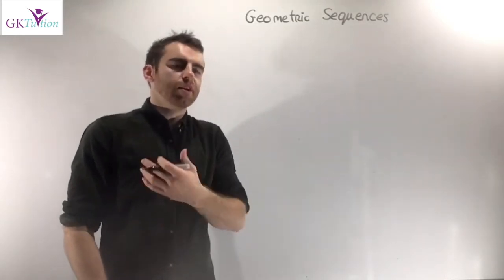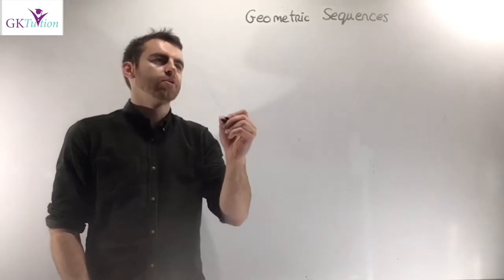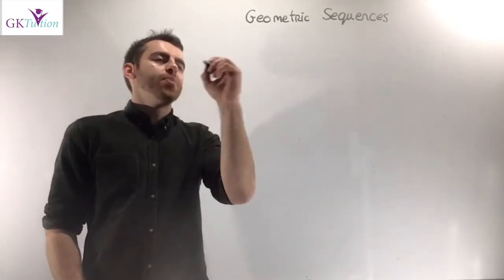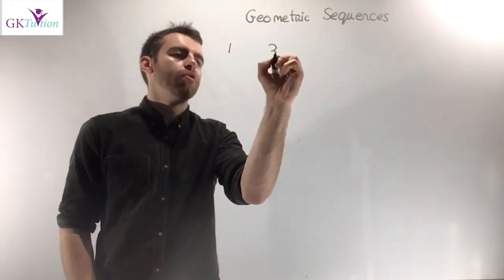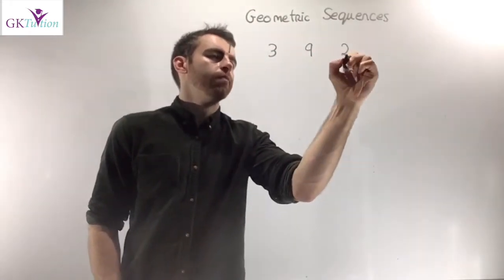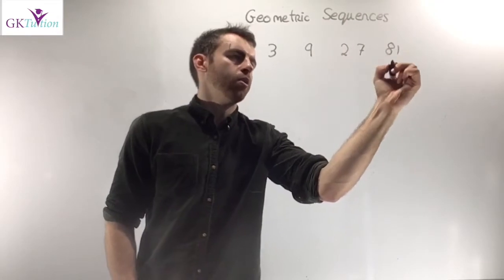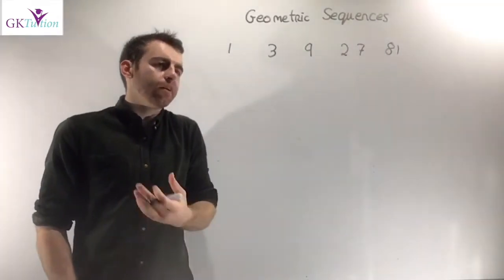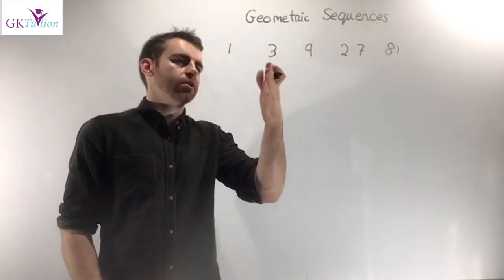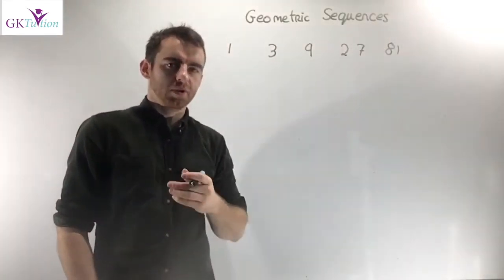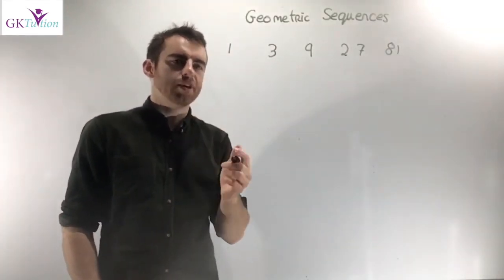So the first thing I want to do is go through a few examples of geometric sequences. The first example we could come up with is something like, supposing we had 1, 3, 9, 27, 81. All I'm doing there is multiplying by 3 every time. In a geometric sequence, there's a constant multiple, which we refer to as a common ratio.